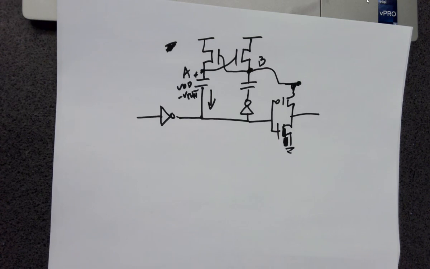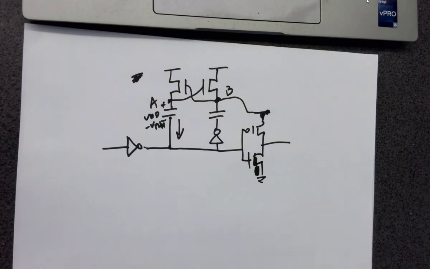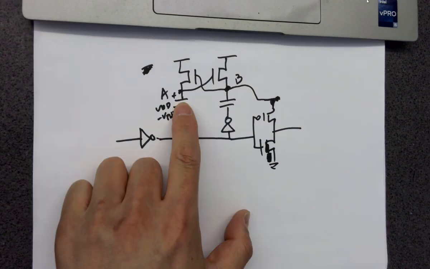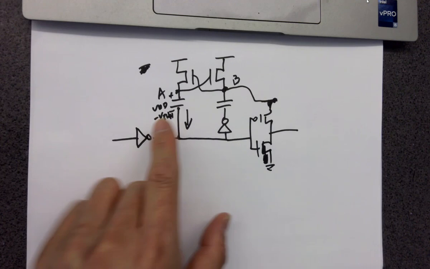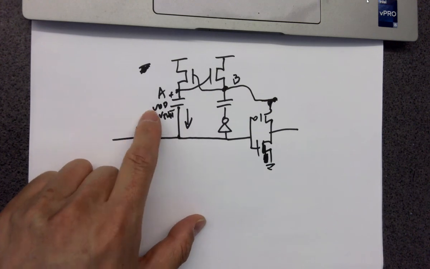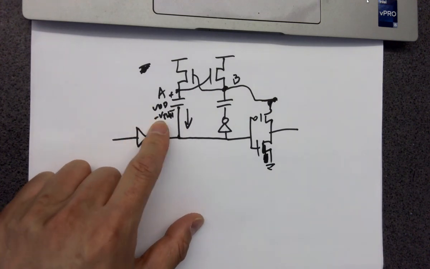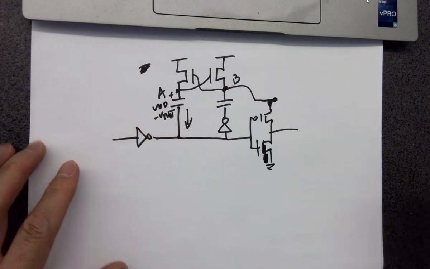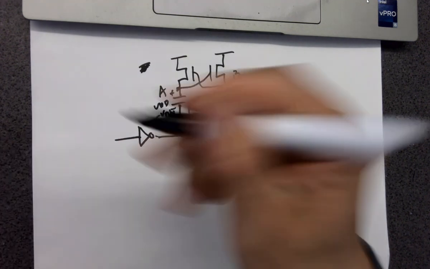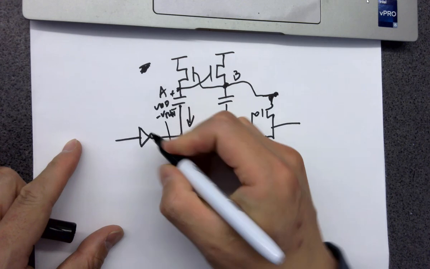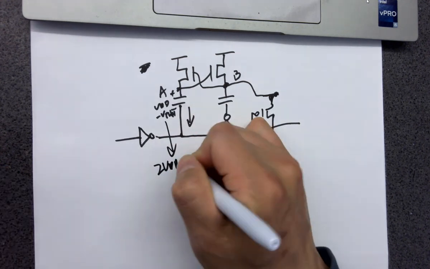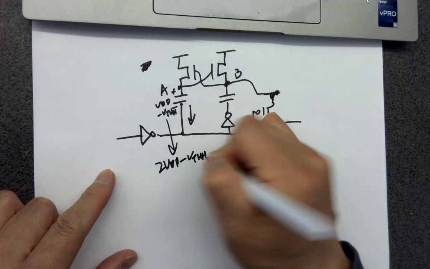So this generates a high voltage for a charge pump. It's basically a charge pump as well. It's going to ask you the voltage range at this point, the VDD to VTHN, right? From VDD minus VTHN to 2 VDD minus VTHN.